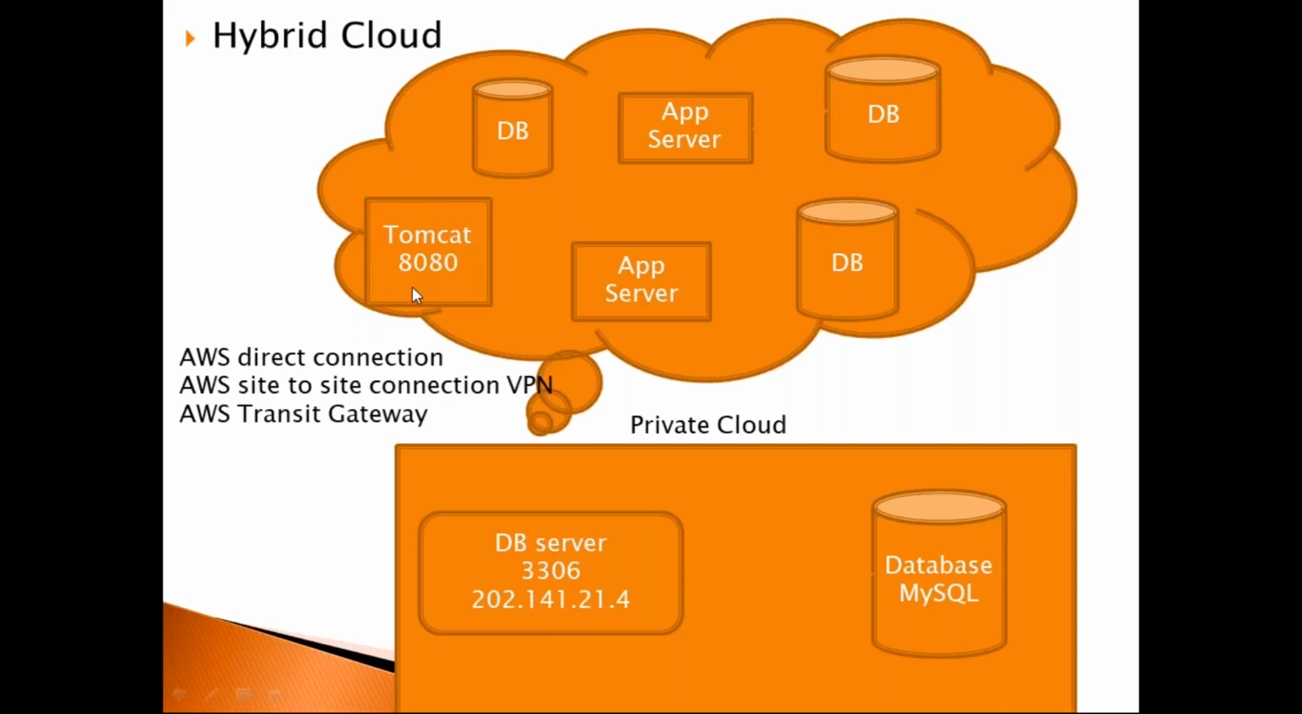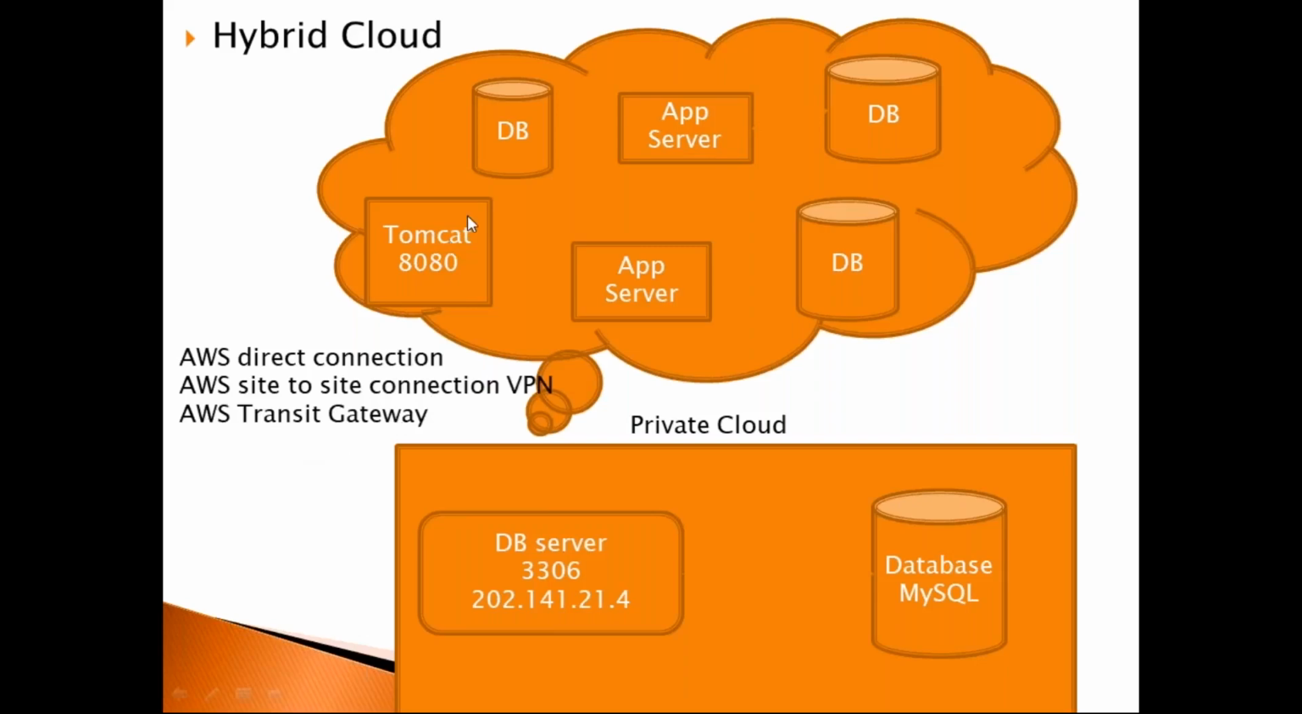Yesterday we discussed 3-tier architecture. One front end, one middleware, one backend. Middleware is our application, backend is our database. In order to connect this application server with the database server, private and public, we have services: AWS Direct Connect, AWS Site-to-Site connection, AWS Transit Gateway. We'll see these services in AWS.